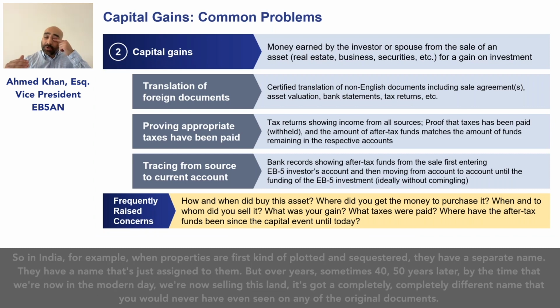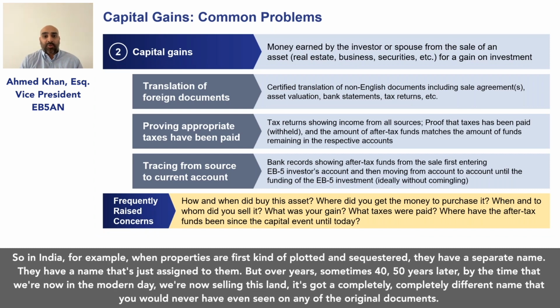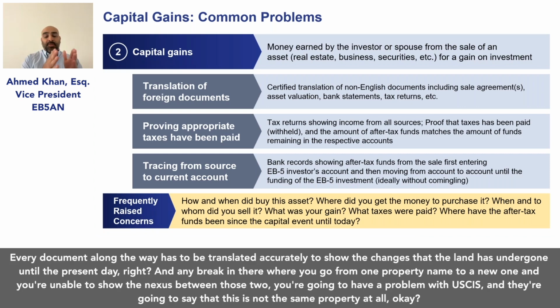I'll give you a very easy example. So in India, for example, when properties are first plotted and sequestered, they have a separate name. They have a name that's just assigned to them. But over the years, sometimes 40, 50 years later, by the time we're in the modern day, now selling this land, it's got a completely different name that you would never have even seen on any of the original documents. Every document along the way has to be translated accurately to show the changes that the land has undergone until the present day, right? And any break in there where you go from one property name to a new one and you're unable to show the nexus between those two, you're going to have a problem with USCIS, and they're going to say that this is not the same property at all.